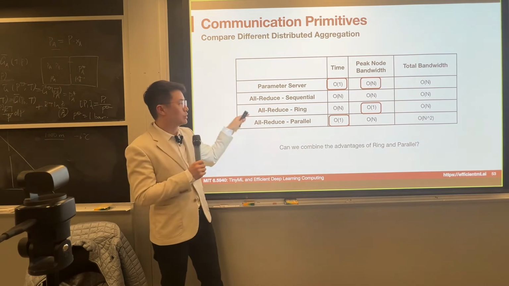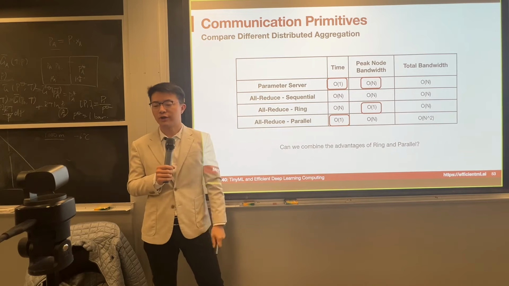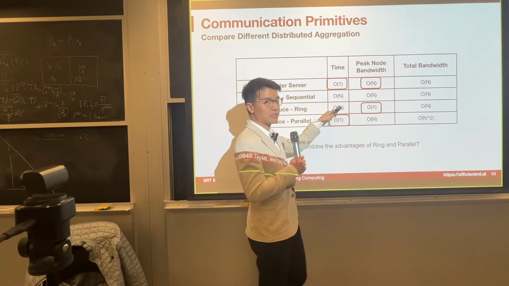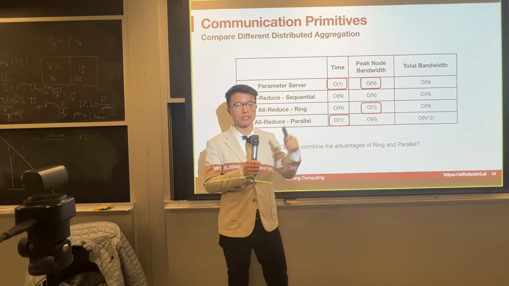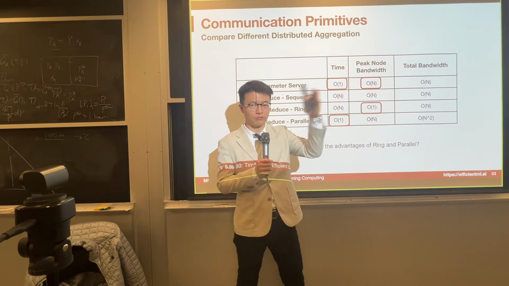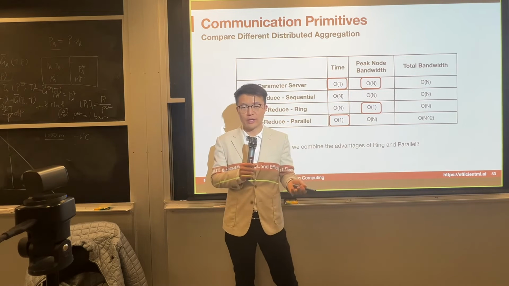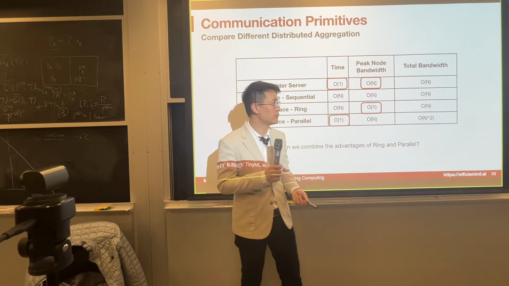Or you can do the ring all reduce function where you only talk to your neighbor. So the time complexity is O(N), so you have to repeat this process N times to form a cycle. But the node bandwidth is O(1), since you only have to talk to your neighbor.